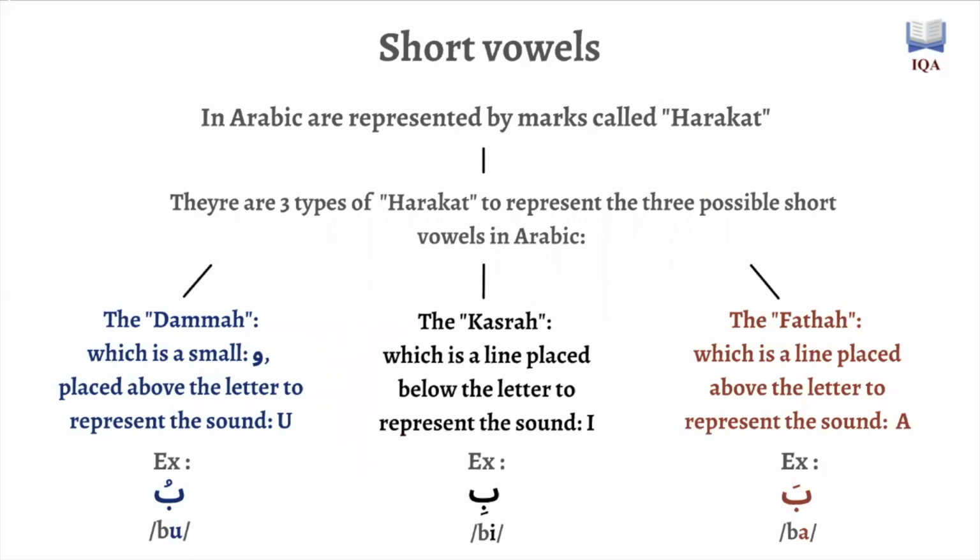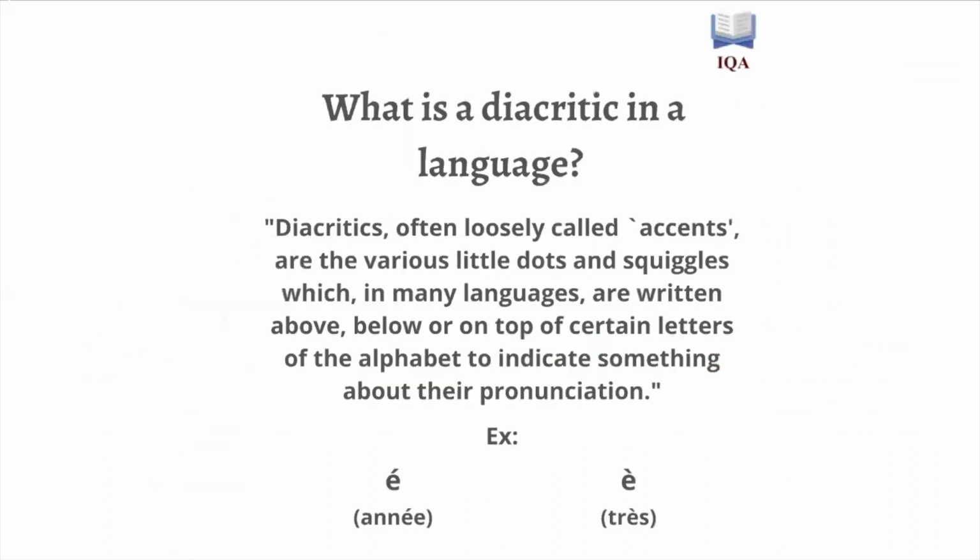Well, we have to understand that there's something called diacritics in languages. Diacritics are not found in all languages. In English, there are no diacritics, but in certain languages like French, there are. Diacritics are often loosely called accents. They're the various little dots and squiggles which in many languages are written above, below, or on top of certain letters of the alphabet to indicate something about their pronunciation.